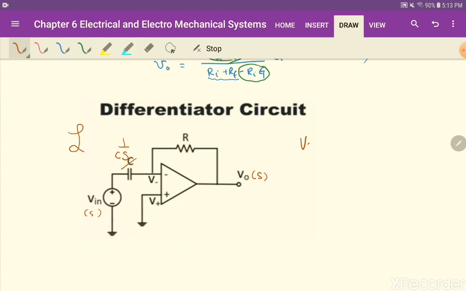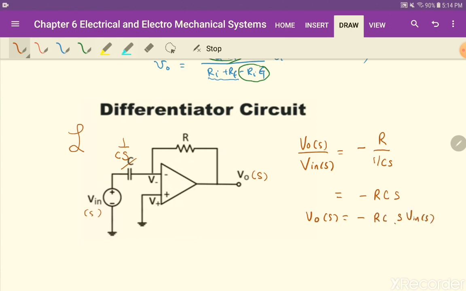So now you have V out in the S domain over V in in the S domain equal to minus that was RF, right? So the R divided by 1 over CS. It works in the S domain. It doesn't have to be in the time domain. So that's equal to minus RCS. So what is this? It says your V out is negative RCS times V in.